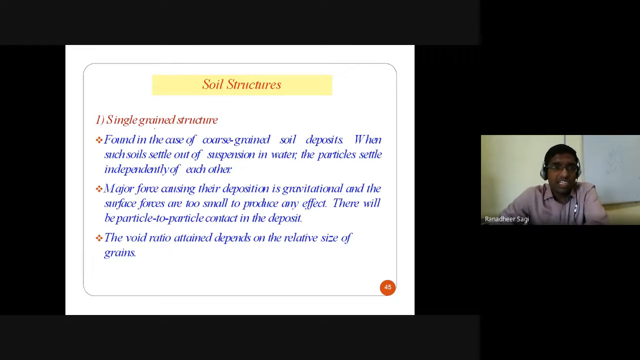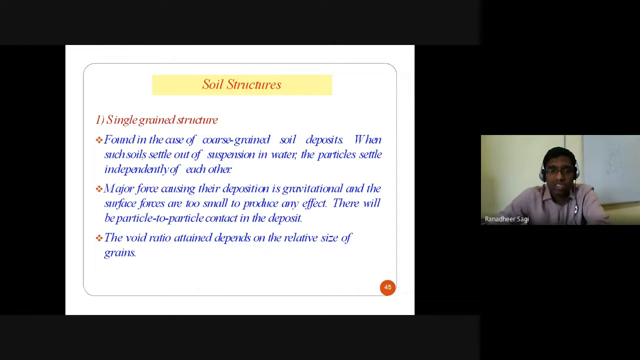Single grain structure means more or less all the grains existing in that soil mass look similar, and almost all those particles are what we call bulky grain particles. Such particles form what we call a single grained structure, mostly found in coarse grain soil deposits.